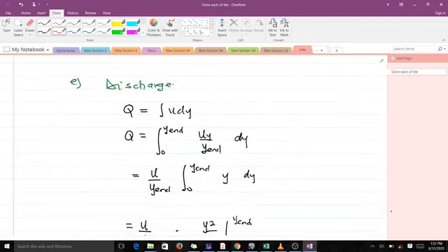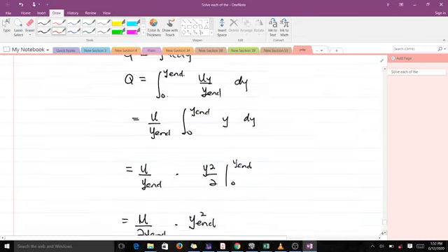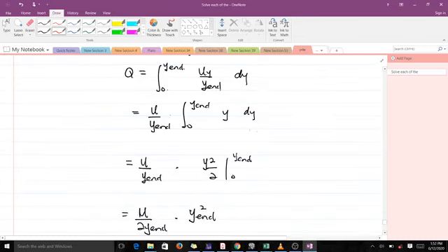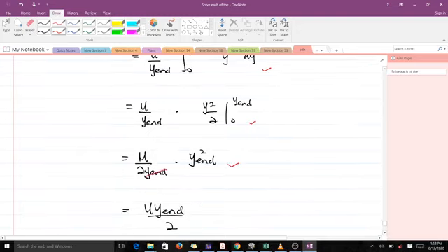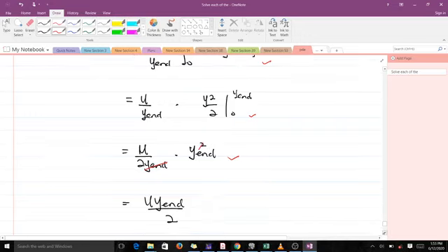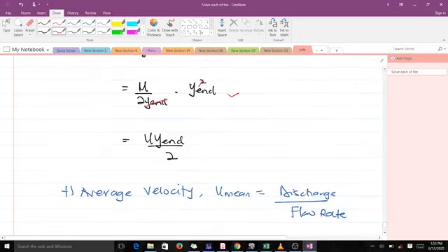Then the discharge is given by Q equals the integral of u dy. Here u is the velocity profile, which is U y over y_n, dy, and our limits of integration are from 0 to y_n. Doing this integration, we can pull U over y_n out, then we have this. When we integrate, we have this. Putting in the limits of integration, one of these will cancel one of these. Finally, we get U y_n over 2, and this is the discharge.